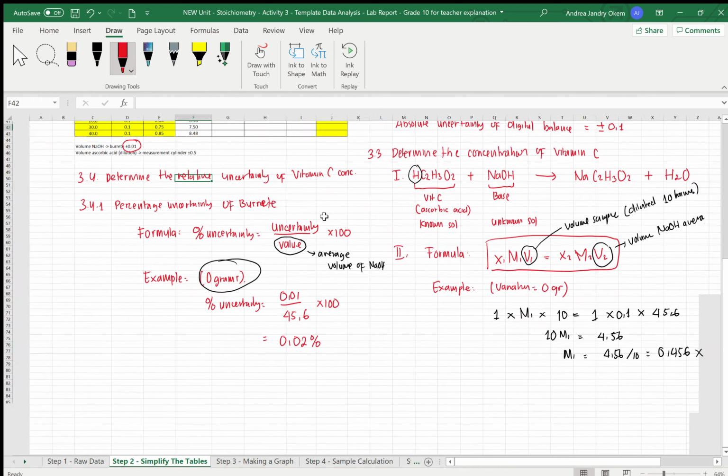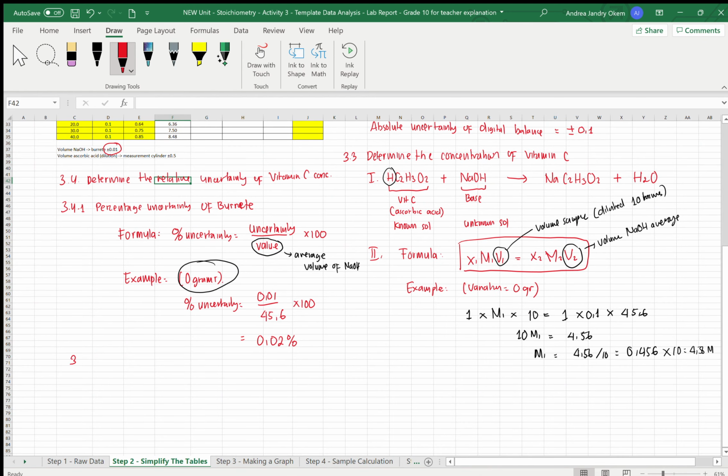Now, next, we need to find the percentage uncertainty of our second measurement tool, which is the measuring cylinder.